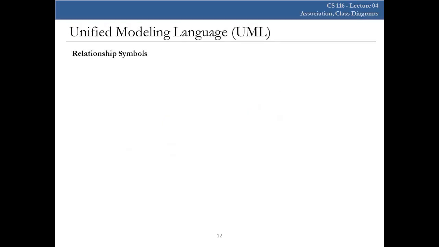Now let's see the relationship symbols. The first one is for inheritance. For inheritance, we use a directed arrowhead, and we have been using this already. Just notice the direction of the arrowhead. It always points towards the parent class or the superclass. The second is for association, and for this we simply use a line to connect the two associated classes.